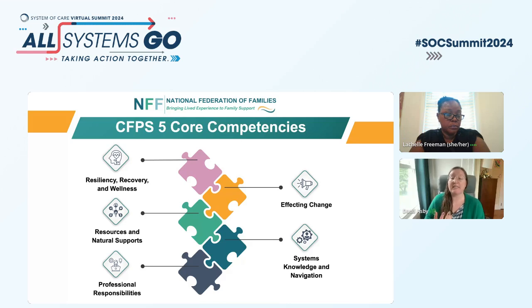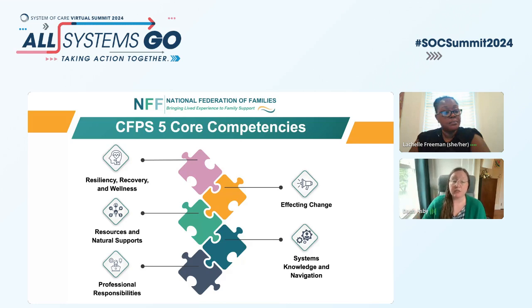Then our next competency is affecting change. And this one is primarily about advocacy, giving families the tools that they need to be able to advocate at an individual level, at a systems level, at a societal level, making sure that they understand what advocacy looks like in a meeting and on Capitol Hill.